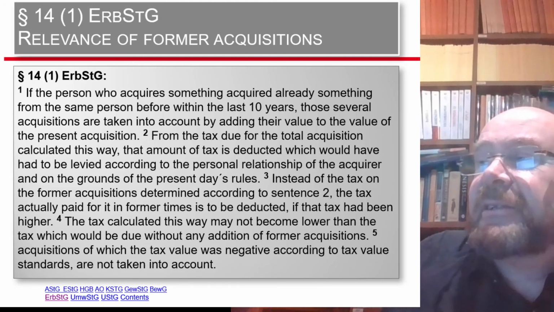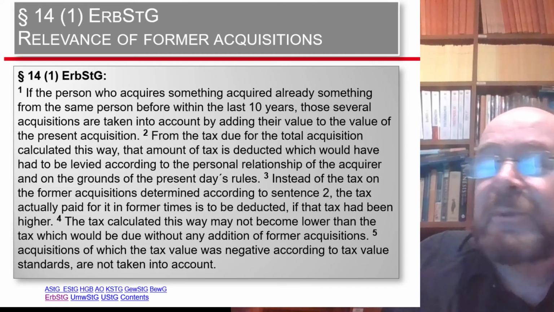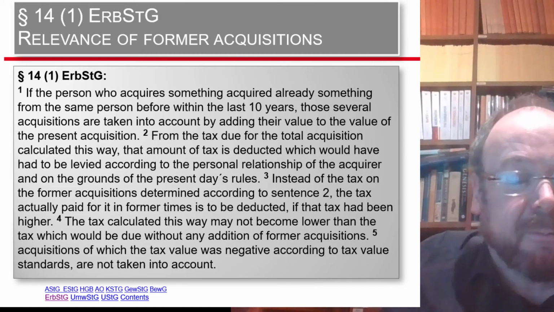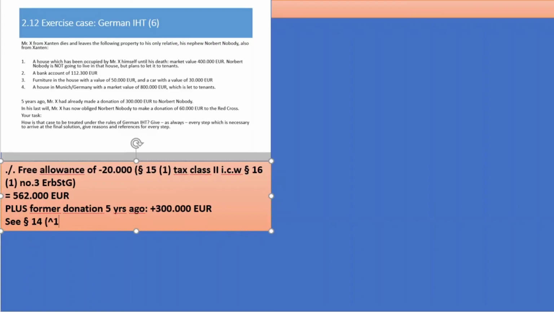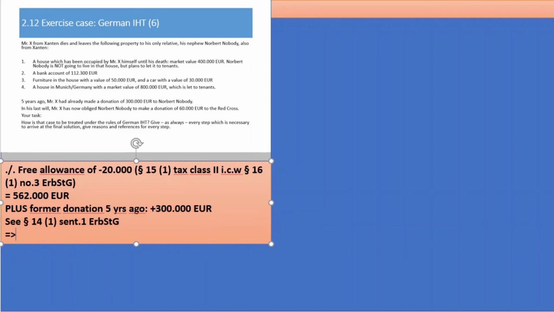And then from the tax due for the total acquisition calculated this way, that amount of tax is deducted which would have been due according to the personal relationship of the acquirer and on the grounds of the present day's rules for the former acquisitions. Yeah? So 14.1, sentence 1 was the rule for it. So we have now relevant 862,000.